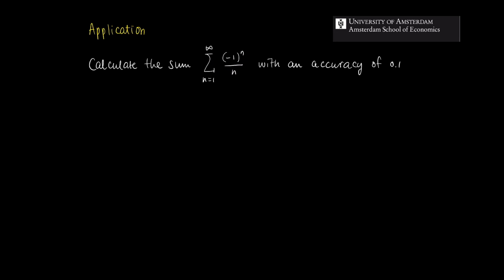Okay, but now we are asked to show that we can estimate its sum up to 1 over 10. So first realize, in summary, that this sum exists. So we can write S as the sum of n equals 1 to infinity of (-1)^n divided by n.